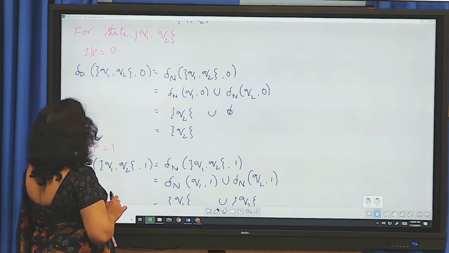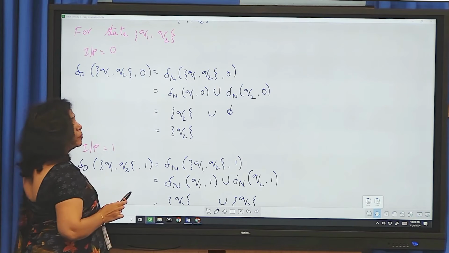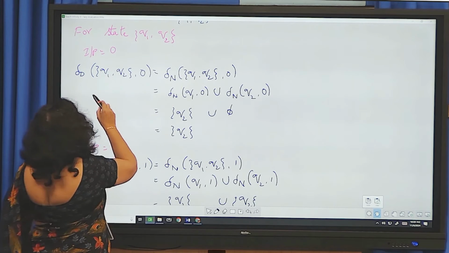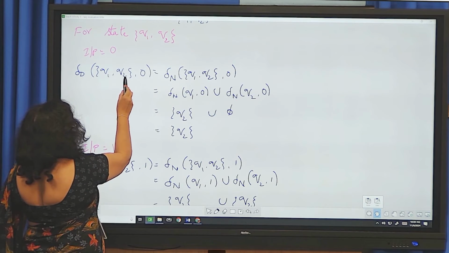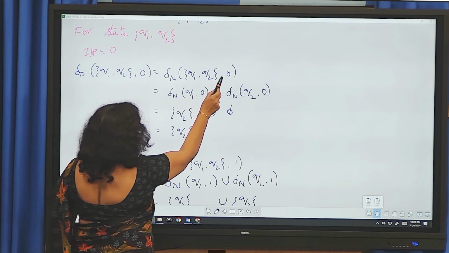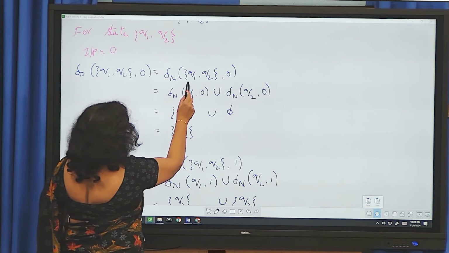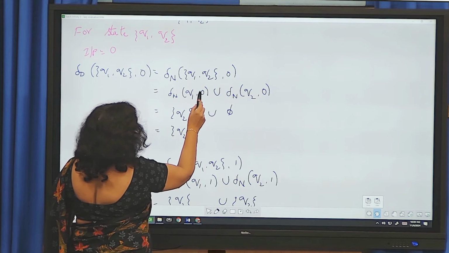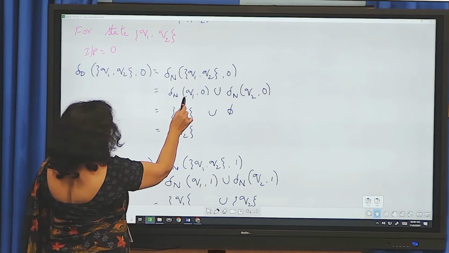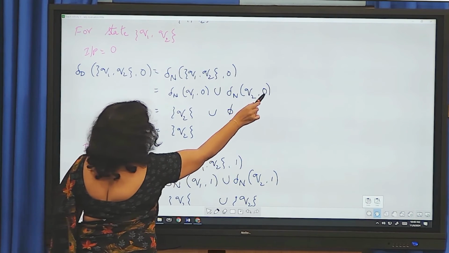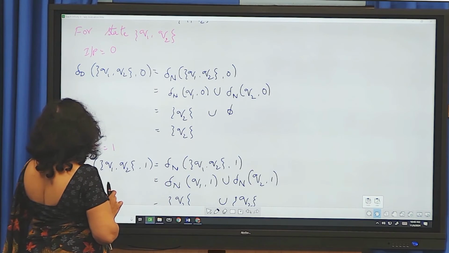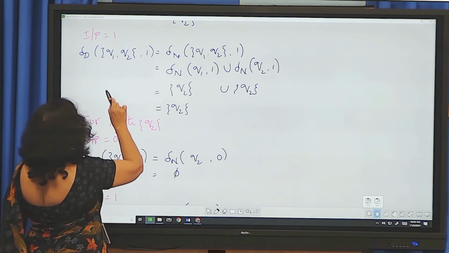So for state Q1, Q2, input equal to 0. We will have to apply both the inputs 0 and 1. So delta D of Q1, Q2 on 0 is equal to delta N of Q1, Q2 on 0. This is delta N of Q1 on 0 union delta N of Q2 on 0. So Q1 on 0 is Q2, Q2 on 0 is phi. Q2 union phi would be Q2.